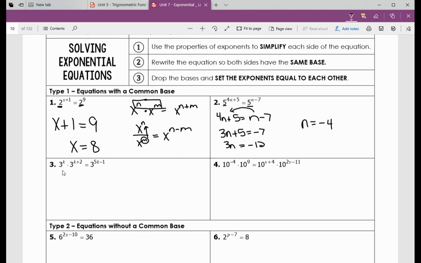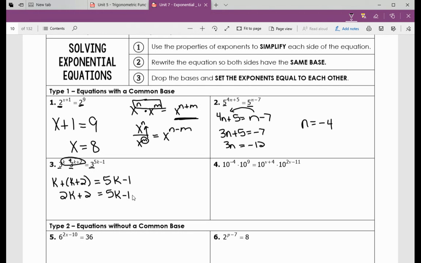We're going to do the same thing here. I have all 3 bases, but since I'm multiplying these two, I'm going to apply this property. So I'm going to take k and add it to k plus 2, then set that equal to 5k minus 1. A lot of people want to multiply those exponents together, but you're technically adding them together. That's the exponent rule. So that gives me 2k plus 2. You are not distributing that k, you're simply adding like terms, equals 5k minus 1.